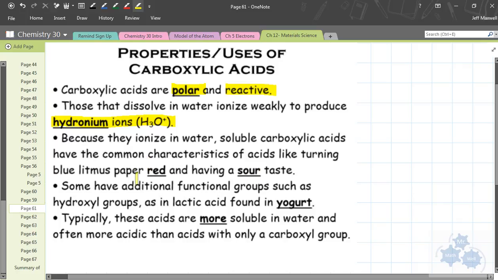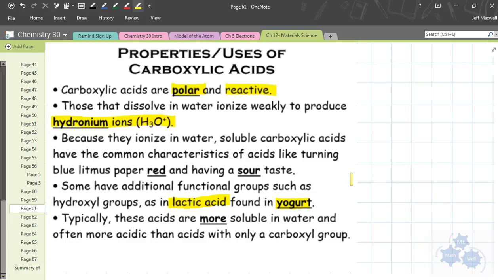It's also sour. Some additional functional groups such as hydroxyl groups, as in lactic acid found in yogurt. You've heard of lactic acid, right? So this is a carboxylic acid, lactic acid. Lactic acid is also the acid that builds up in your muscles, sort of as a byproduct of exercise. And the reason why you're sore the next day if you work out really hard is this buildup of lactic acid in your muscle.